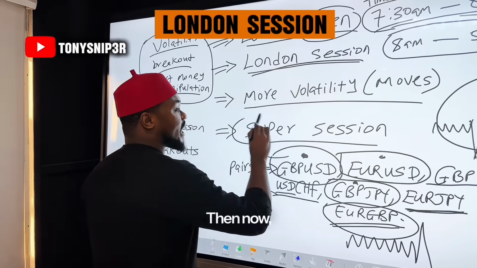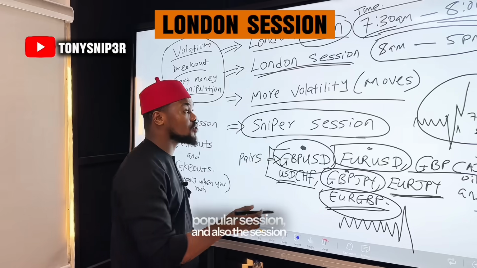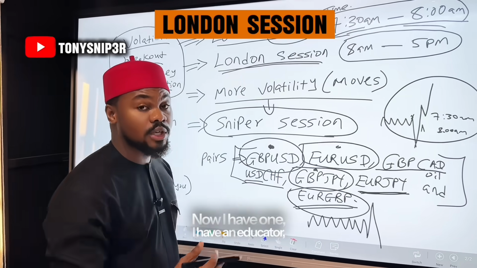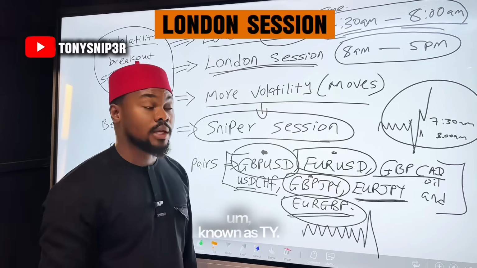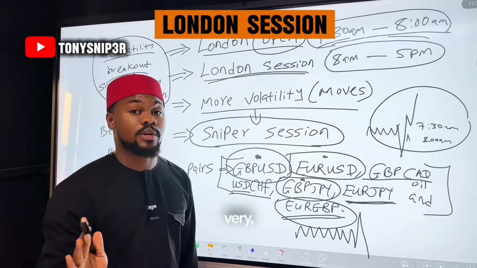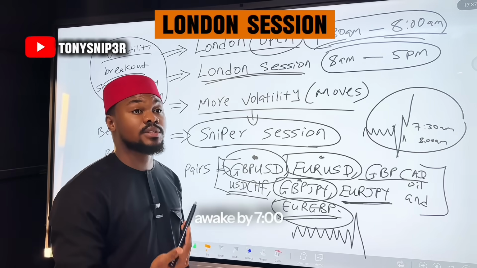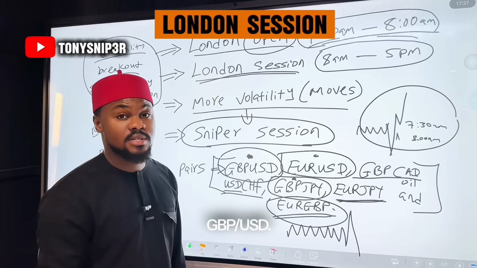Then now, like I said before, London session is one of the most popular sessions, and also the session they call the sniper session. Now I have an educator, most of you must have seen him on my previous YouTube video, known as TY. He loves to trade London session very well. He trades only GBP USD. So he's always awake by 7 a.m., 7:30, 8 a.m. to take a setup from GBP USD.